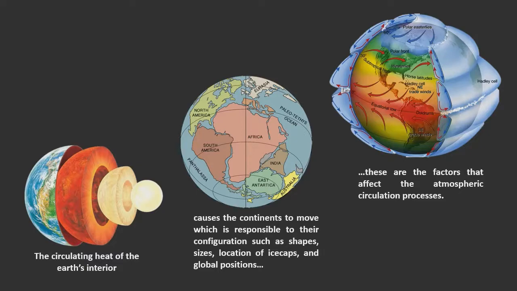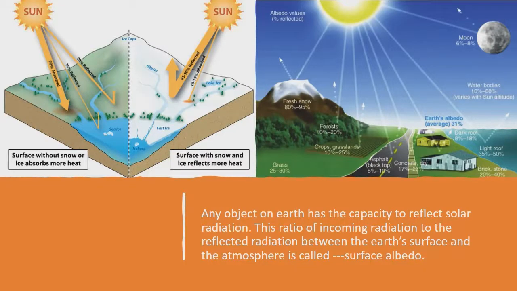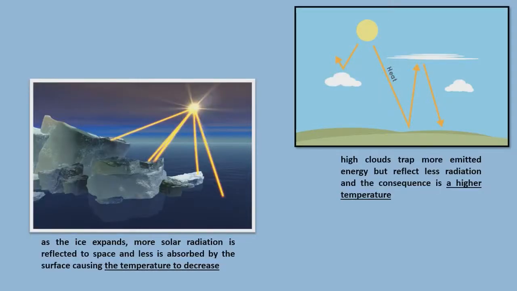Any object on Earth has the capacity to reflect solar radiation. There is a ratio of the incoming radiation to the reflected radiation between the Earth's surface and the atmosphere, and this ratio is called surface albedo. We have two examples about the concept of albedo. The first example is, as the ice expands, more solar radiation is reflected to space and less is absorbed by the surface, causing the temperature to decrease.